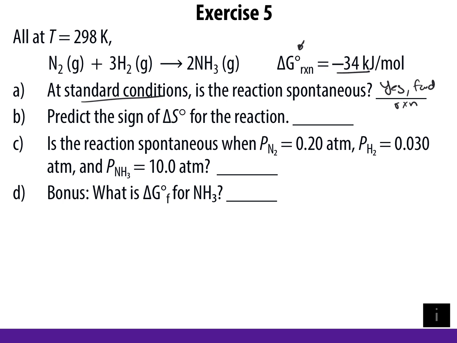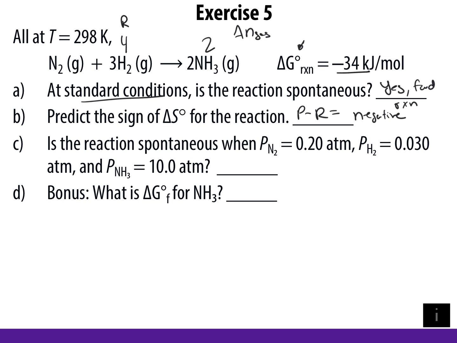For predict the sign of delta S, that depends on those moles of gases. We have 4 moles of gases as reactants, 2 moles of gases as products, and so therefore the reactants are going to have more entropy. When we do products minus reactants, a small entropy minus a large entropy is going to be a negative answer. It's actually going to be the exact same sign as just taking the moles of gas and calculating delta moles of gas. It'll have the same sign as the delta S.